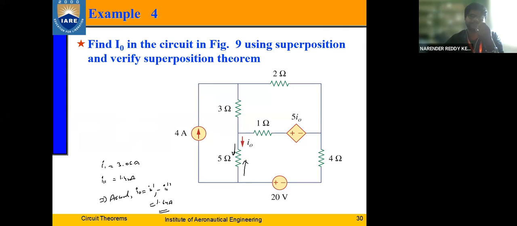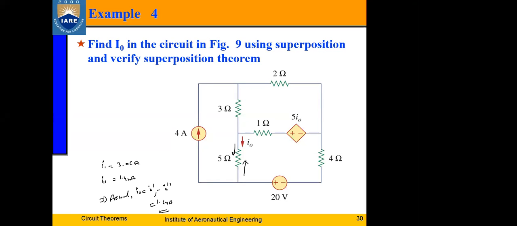Copy the values. So this is how we solve using the superposition theorem, right? So how do you verify them? In the question it is asked to use the superposition theorem and verify the superposition theorem. So how do you verify that? What is the procedure for verifying?